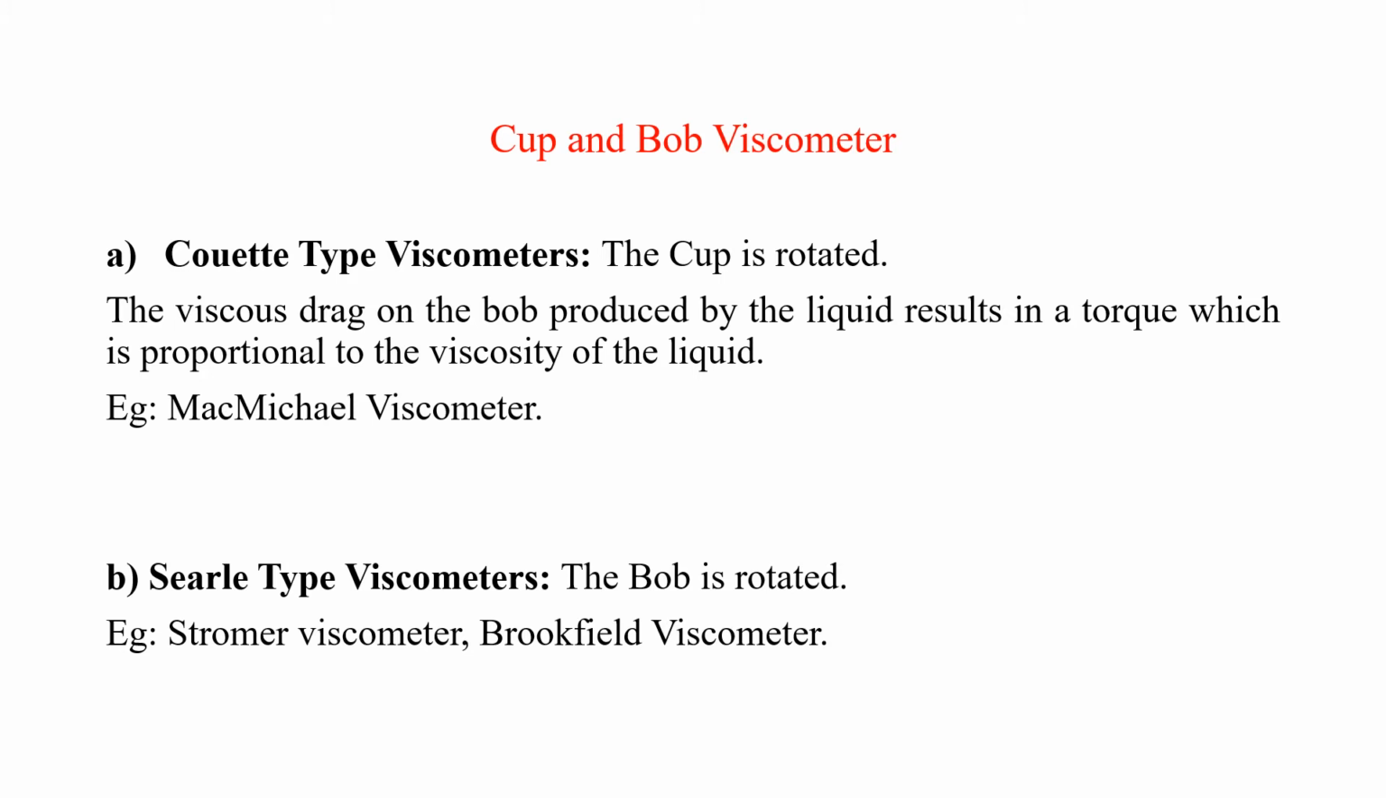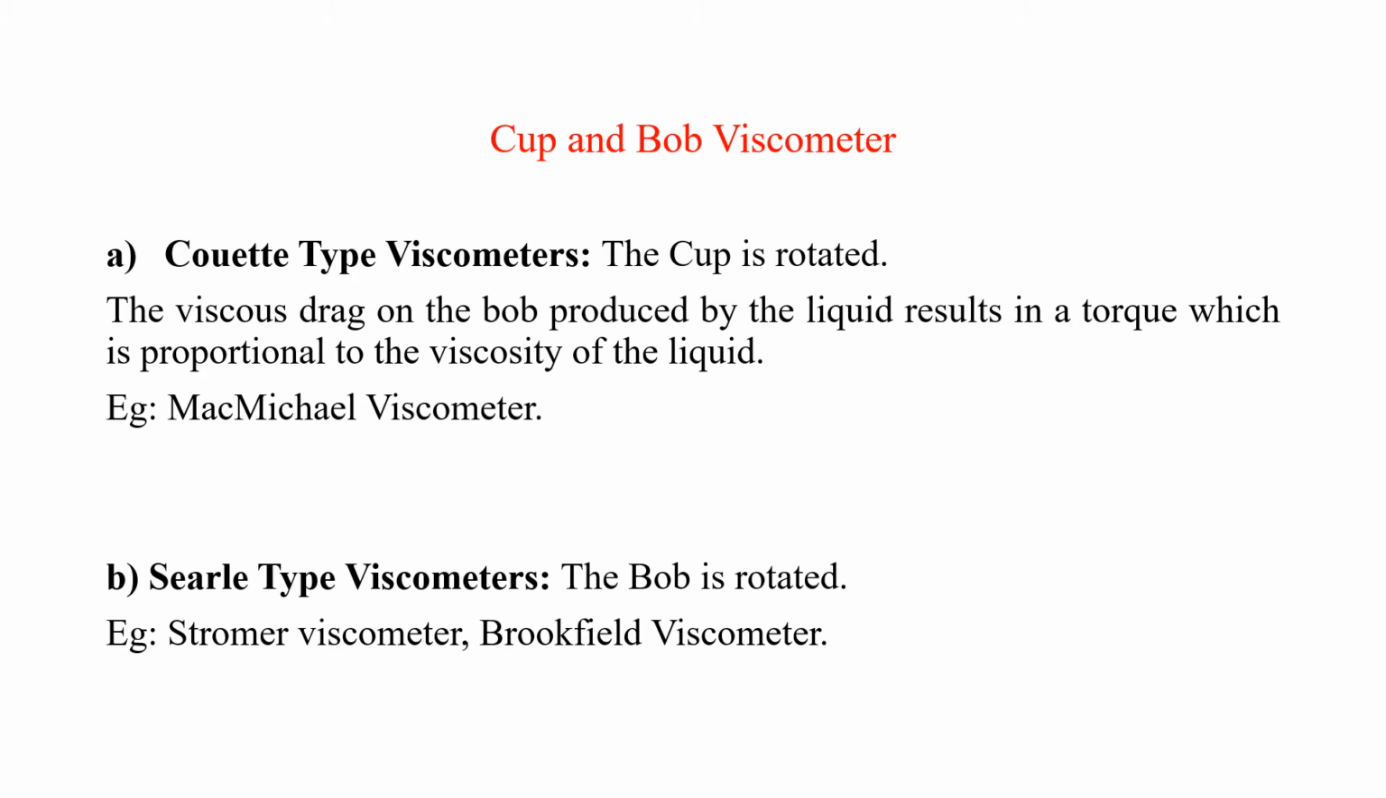Now this force experienced by the bob because of the viscous drag is directly proportional to the viscosity of the fluid, of the sample. In short, if the sample has greater viscosity, the greater is the force acted upon the bob surface. That can be easily read on a digital meter which is present in the instrument.